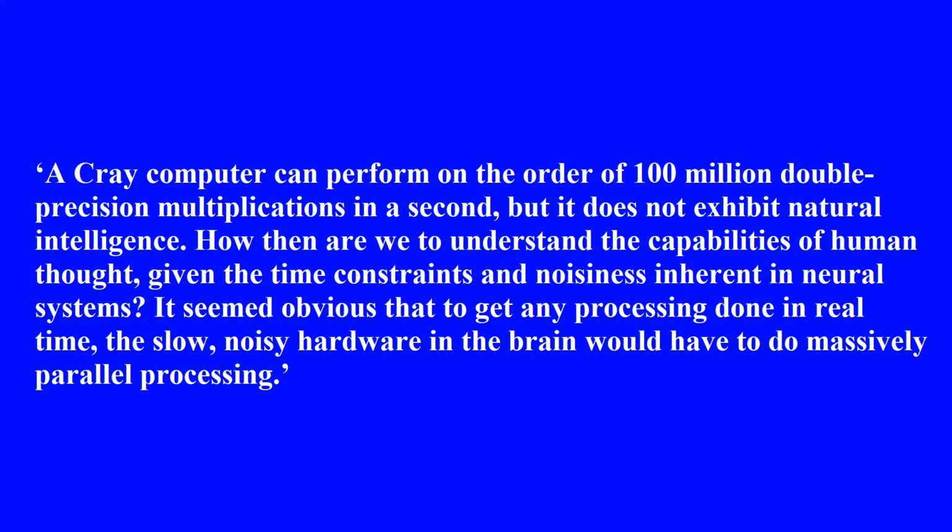A Cray computer can perform on the order of 100 million double precision multiplications in a second, but it does not exhibit natural intelligence. How then are we to understand the capabilities of human thought, given the time constraints and noisiness inherent in neural systems? It seemed obvious that to get any processing done in real time, the slow, noisy hardware in the brain would have to do massively parallel processing.